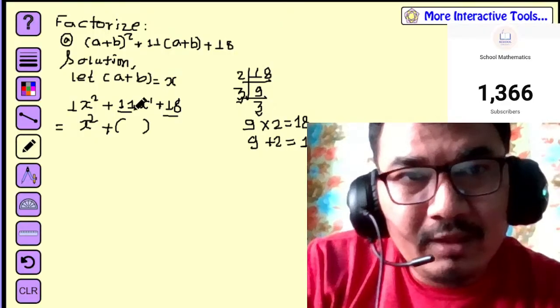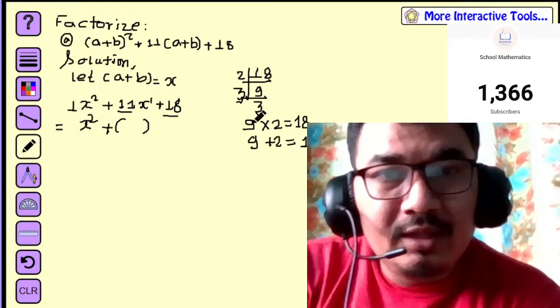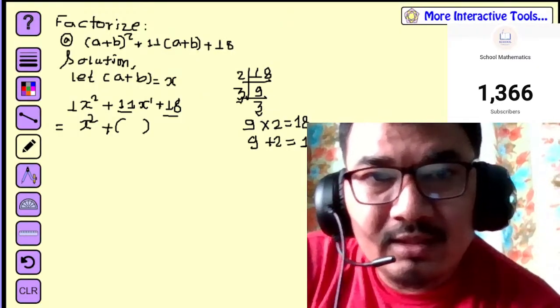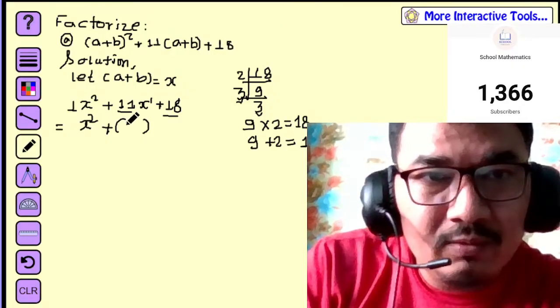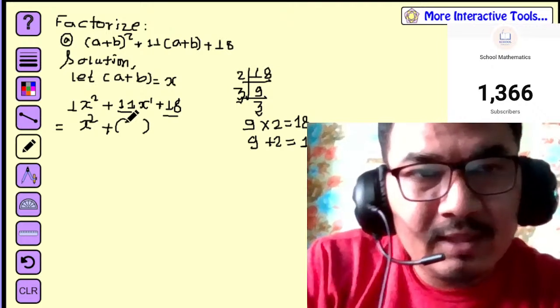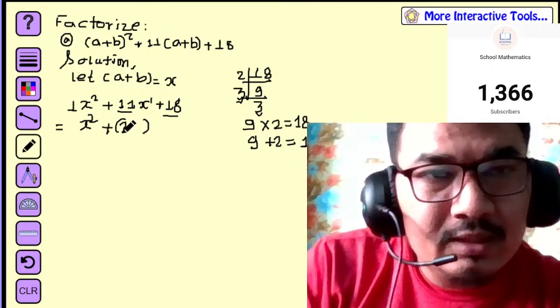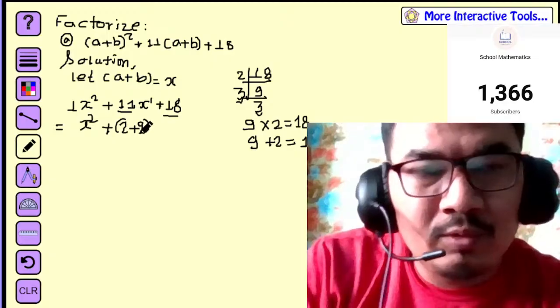Look here, like this we have to break this one. At the middle there is 11, and at the last one there is 18. Multiplication must come 18, and addition must come 11. That's why in place of 11 we have to write now 9 plus 2 or 2 plus 9, both of them are same. It is as per your choice. It is better to write 2 plus 9. If you write 9 plus 2 also, nothing happens because this is plus.